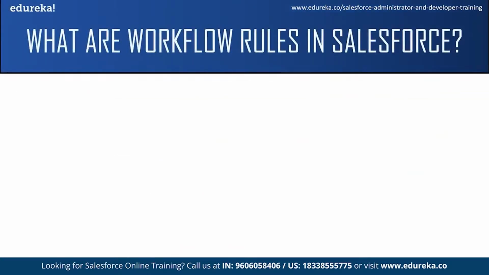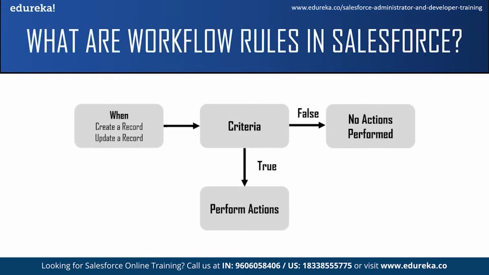Each workflow rule consists of two main things. One is the criteria and the other one is actions. But before we get into this, I want you to understand that you can set a criteria when a record is being created or when it has been updated. Now these records are only based on a single object.